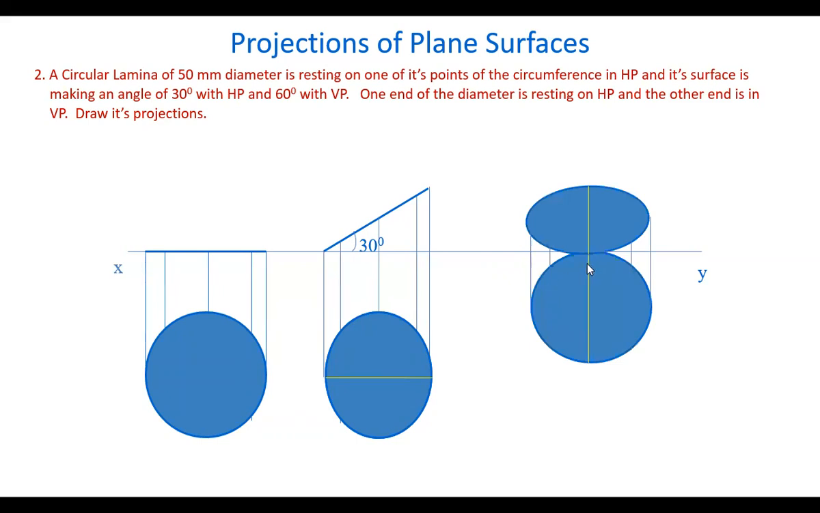In that case, one more condition is given that one end of the diameter is resting in HP. So if you see this in the front view, this point is lying in the horizontal plane. The other end, for this one, the top view will be here. And the other end is in VP. For this diameter line, this point is in the vertical plane. For this point, the front view will be here. Okay. So let us see. The circle appears like this in the front view and top view. Let us draw its projections.